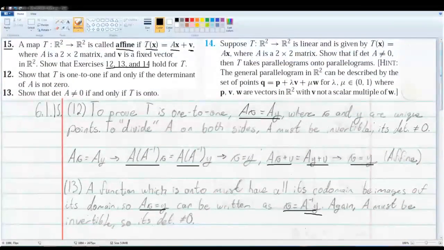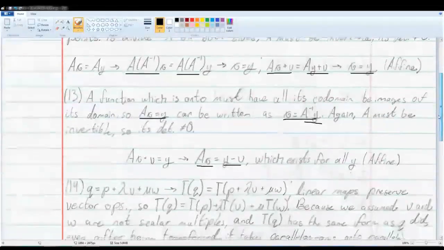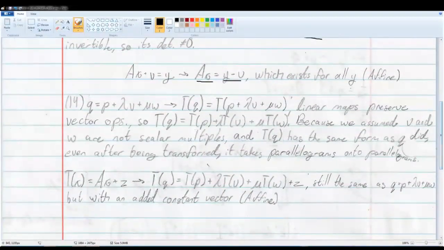The last one, which is 14, asks us to show that if the determinant is not zero again, T takes parallelograms and maps them onto parallelograms. It gives us this function right here to give a general parallelogram in R2, where lambda and mu are between 0 and 1, and V is not a scalar multiple of W. I use that assumption later on. So we have Q equals P plus lambda V plus mu W, and I apply the transformation to both sides.